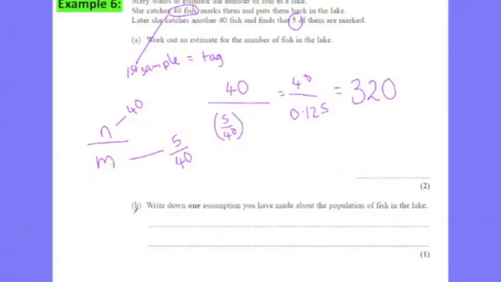Always with these questions, you're then asked to write down an assumption, 1 or 2 assumptions about what you have made about the population of fish in this lake. So you need to repeat one of the things on the previous slide. The number in the population unchanged between samples. The tagging or the marks could not come off. And that the marked fish spread out evenly within the lake.